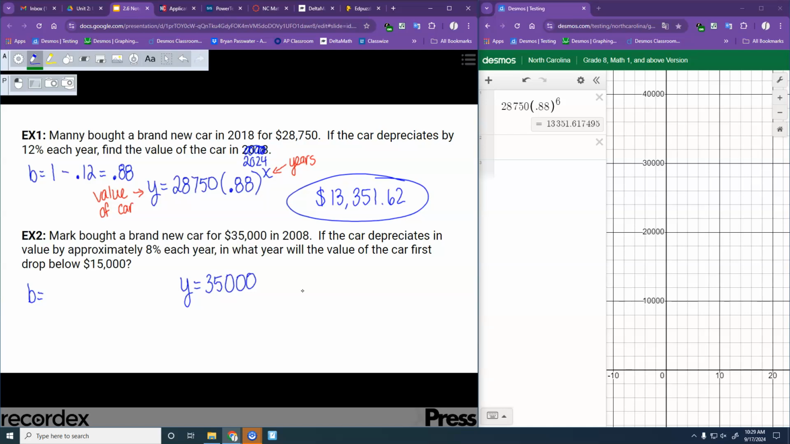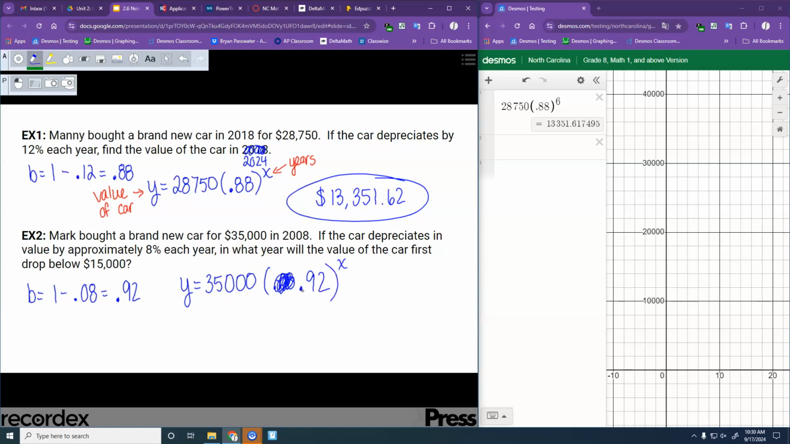Okay, I need to use the 0.08, but I don't put it right here, right? That's not what I do with it. What have I got to do? It doesn't let me erase anymore. We do 1 minus that. So we're going to do 1 minus 0.08, and that is going to give me 0.92. So that's the number that goes here. Sorry about that. It doesn't let me erase for some reason.